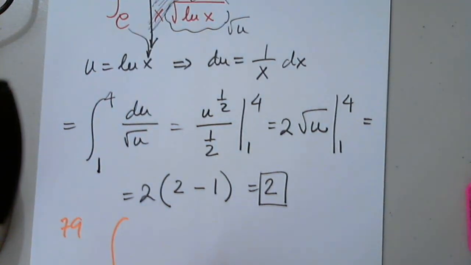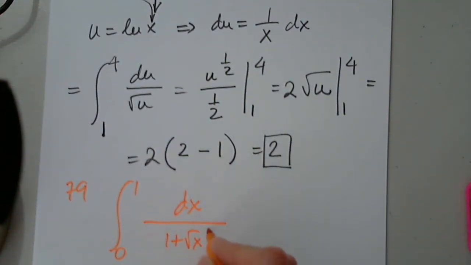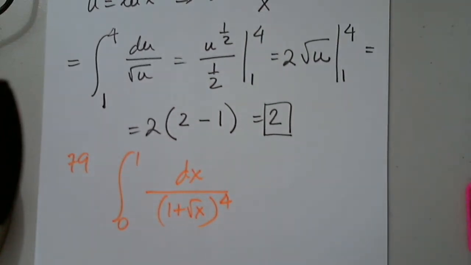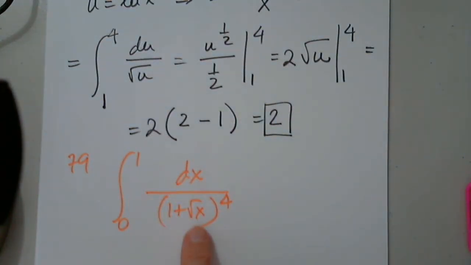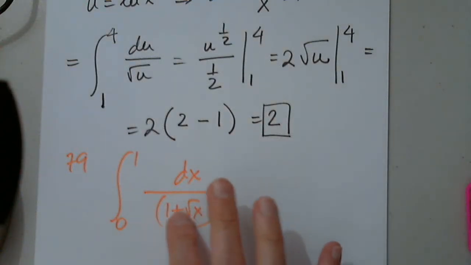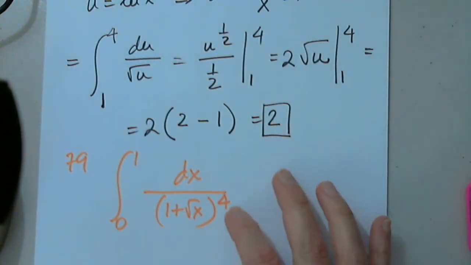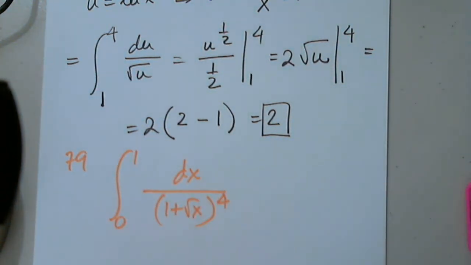79. Let me know if this is not a good color. 0 to 1 dx over 1 plus the square root of x to the fourth power. The function is continuous. I mean, this is always positive, so no matter what, it's plus 1, right? So definitely between 0 and 1, this is always positive. The power is positive, is even, so everything is positive. The answer has to be positive, and it's continuous on 0, 1. So all conditions are fulfilled, we can proceed.